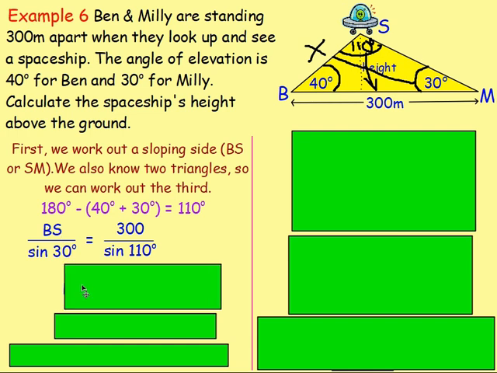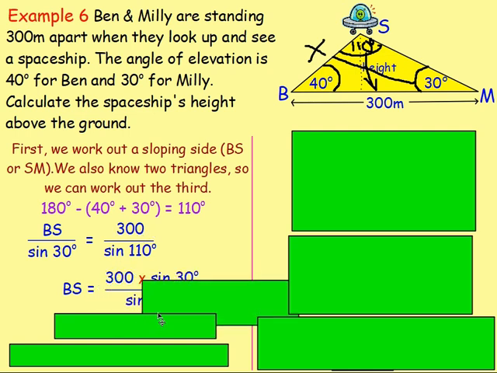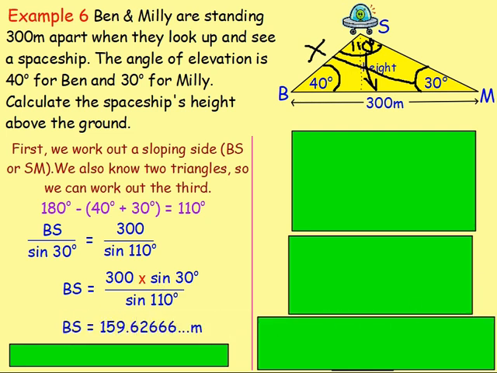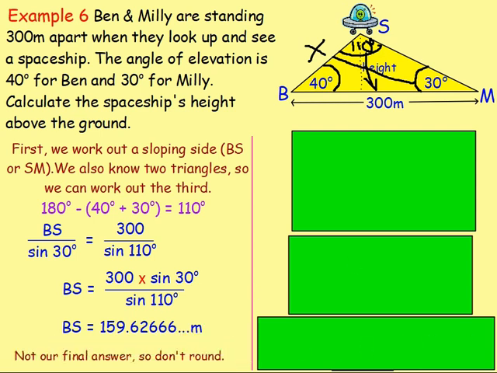To get BS on its own, you're having to multiply both sides by sine 30. So you'd have 300 times sine 30 divided by sine 110. Multiplying the left-hand side by sine 30 gets rid of the divide by sine 30. And if you times the right-hand side by sine 30, you just put it on top. So 300 times sine 30 over sine 110. Work that out in the calculator and you get 159.62666 meters, to a few decimal places. Remember, that is not your final answer, so don't round it, keep it fairly accurate.